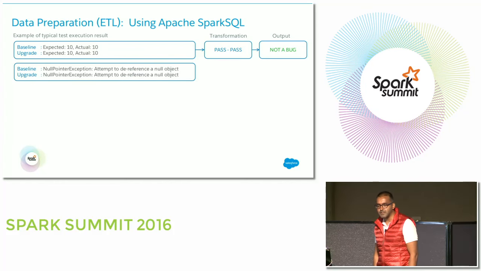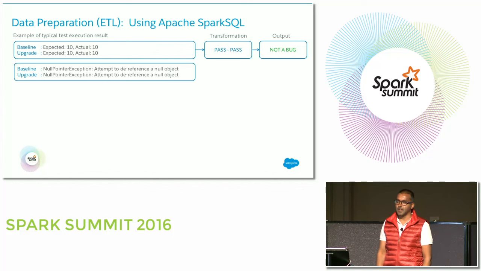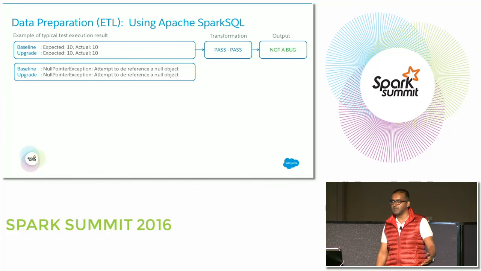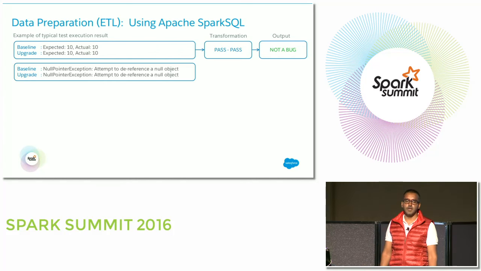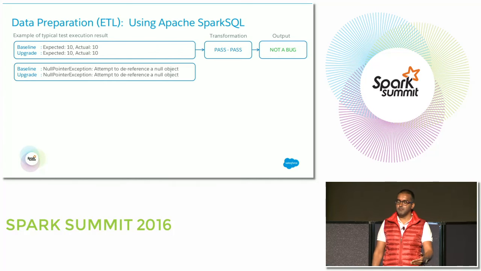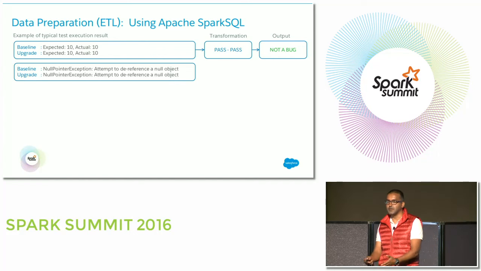So the second example here is another happy case scenario where we have a baseline execution of a test. There is some null pointer exception, so obviously the test has failed. But when we run the same test on the future version of the software in the upgraded run, the test failed for the same reason again.